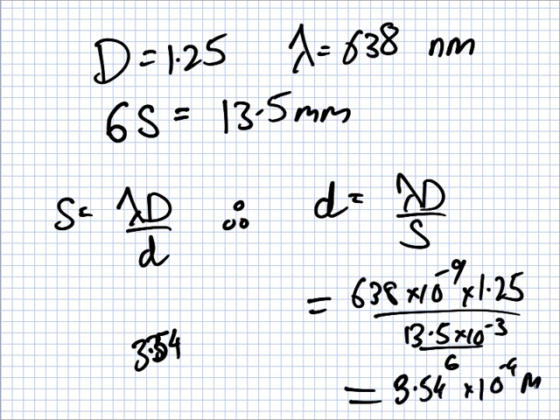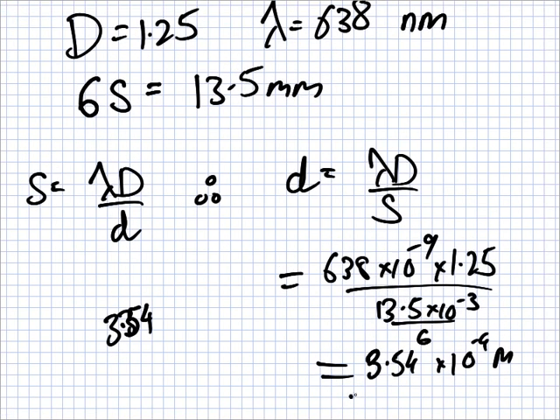Why don't you use prefixes? 354 micrometers. What's wrong with that? Teacher, why did you divide by 6? That distance they gave you is from -3 to +3. You know you have your dots. So they gave you this from -3 to +3. That's 6.